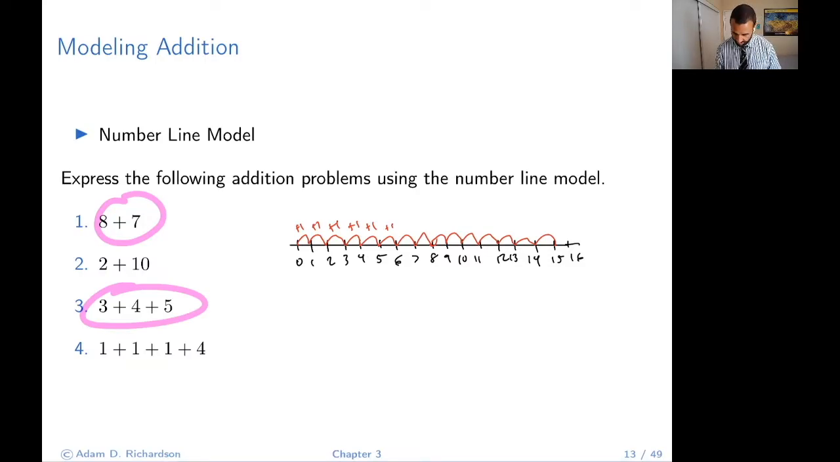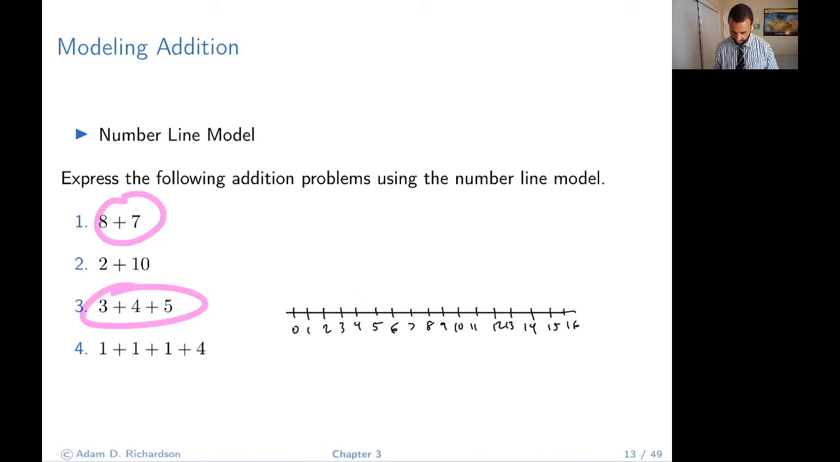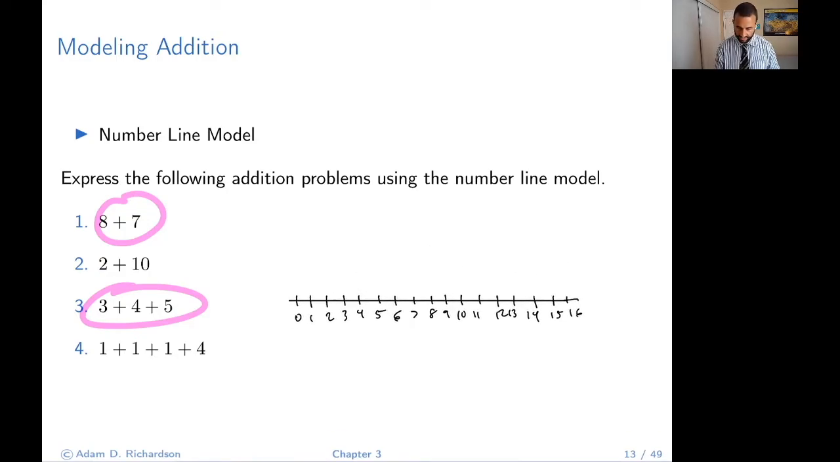Let me do this. There we go. Nice. Okay, so let's do 3 plus 4 plus 5. I'm just going to move this down here. And it's the same kind of deal. I'm going to use pink because this is the way you should model it. We're going to start by adding 3, and then we're going to add 4, and that's going to take us to 7. And then we're going to add 5, and that's going to take us all the way up to 12.